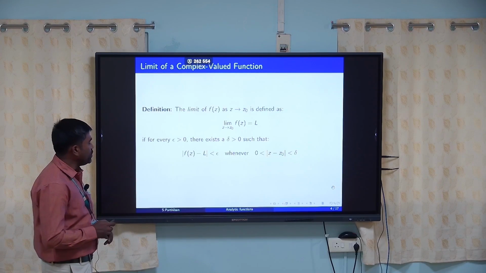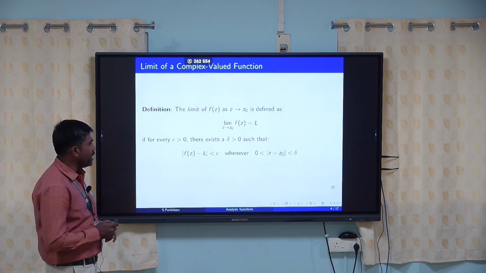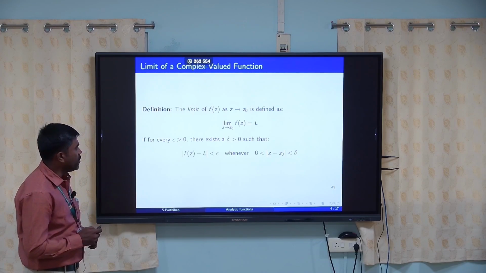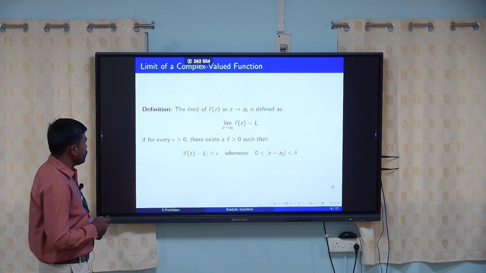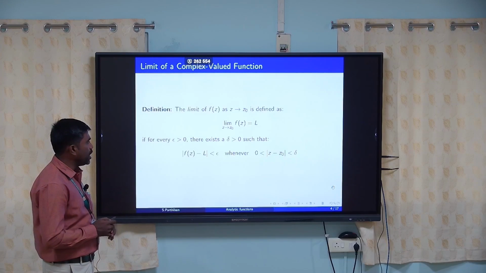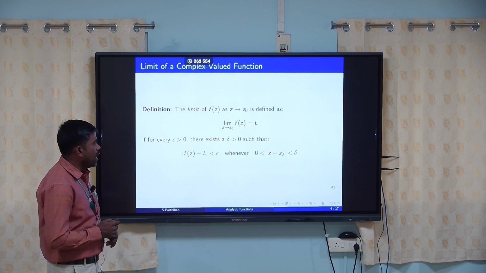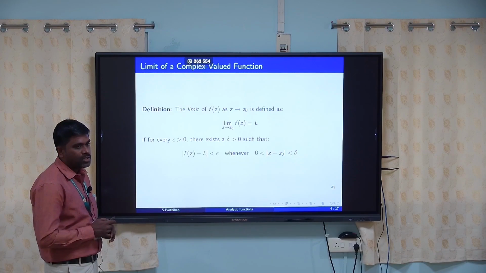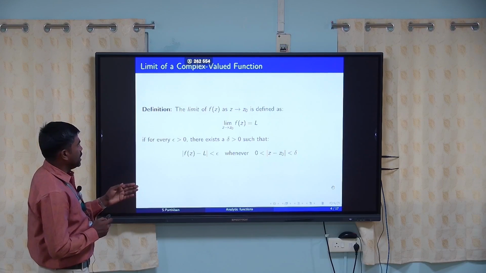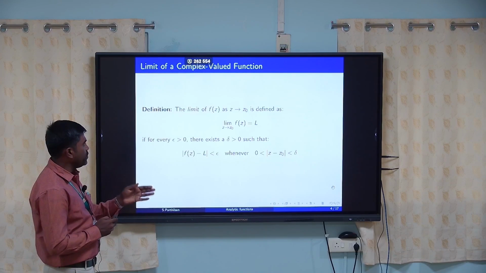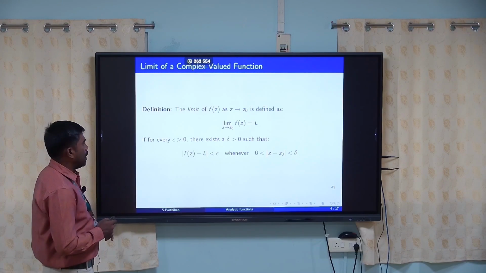The limit of f of z as z tends to z naught is defined as limit z tends to z naught f of z is equal to L, if for every epsilon greater than 0 there exists a delta greater than 0 such that modulus of f of z minus L is less than epsilon whenever 0 is less than modulus z minus z naught is less than delta. As z gets closer to z naught, f of z approaches L.